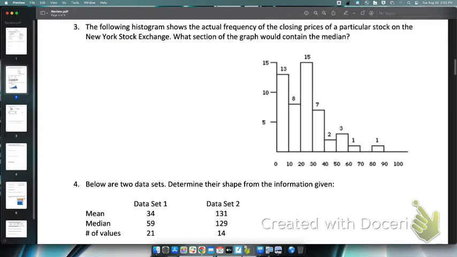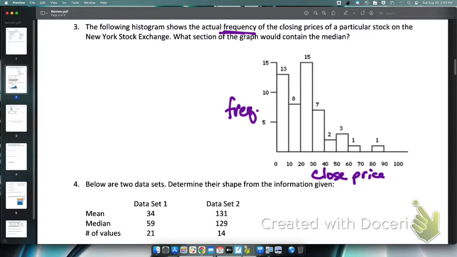All right, number 3. The following histogram shows the actual frequency of the closing prices of a particular stock on the New York Stock Exchange. What section of the graph would contain the median? So on this, the first thing about this graph is the axes are not labeled. So I would want to make sure that I labeled my axis anytime I'm making any kind of a graph. So we've got our frequency. It does tell me that is what we're calculating, and then we have our closing price.